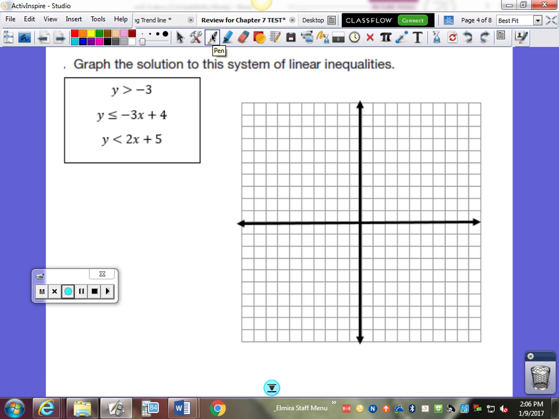So y is greater than negative 3. Hazy horizontal line at negative 3, specifically a horizontal dotted line. Okay? And we'll save the shading for the end. All right, then we have negative 3x plus 4. So here's plus 4, down 3, right 1. And that's going to be a solid line because there's an equal bar.